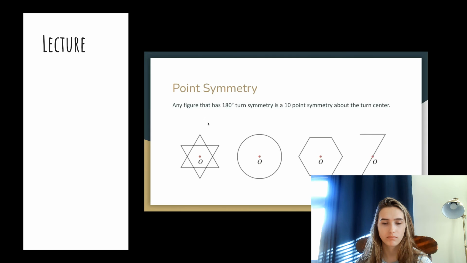So there's also point symmetry, and that is any figure that has 180 degree turn symmetry, with point symmetry around the turn center. So here are all examples of point symmetry. As you can see, here's the point, and the symmetry follows.